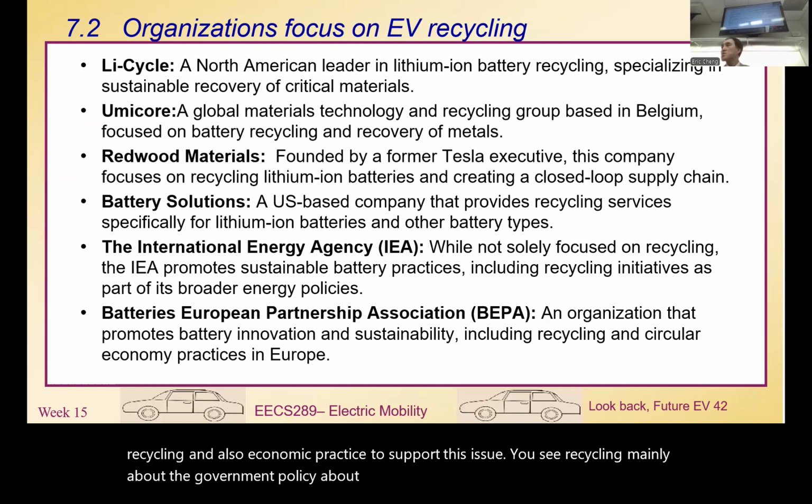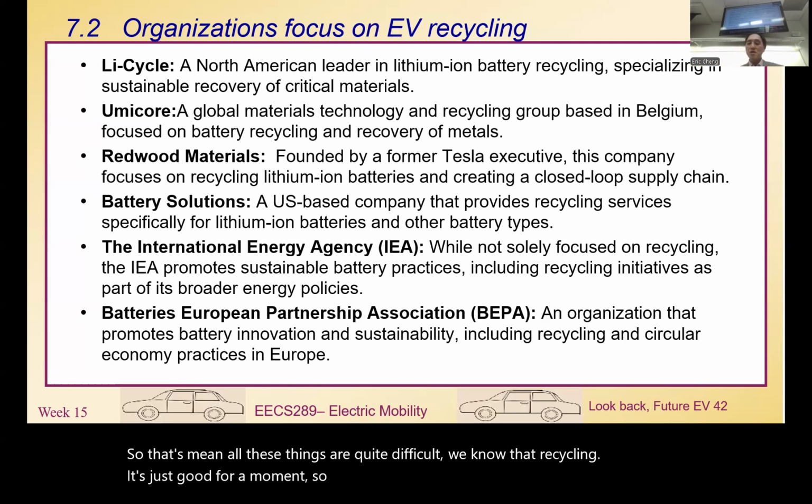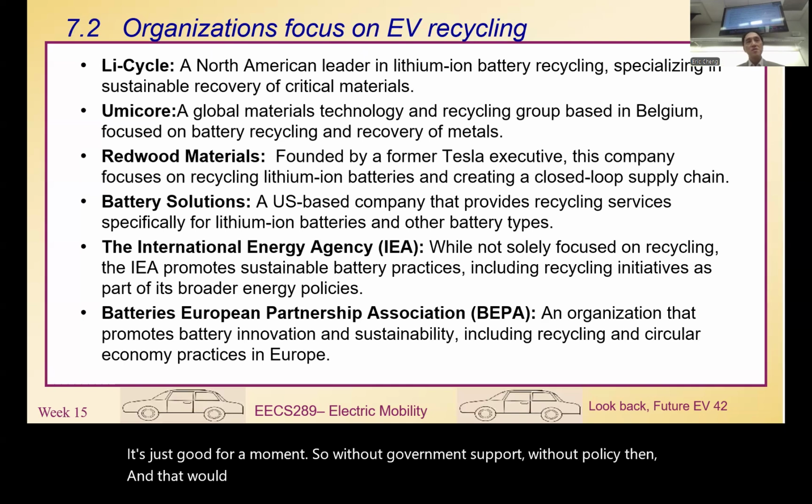You see, recycling is mainly about government policy and about investment. We also need a lot of donation. So all these things are quite difficult. We know that recycling is not making any money. It's just good for the environment. So without government support and policy, it will be really difficult. We also need some users able to use the recycled material.